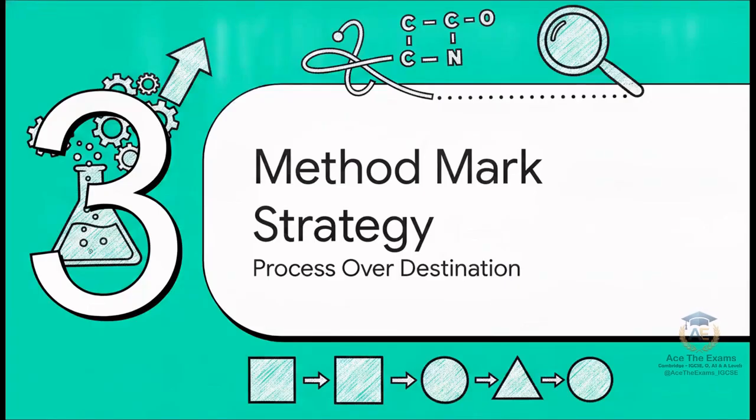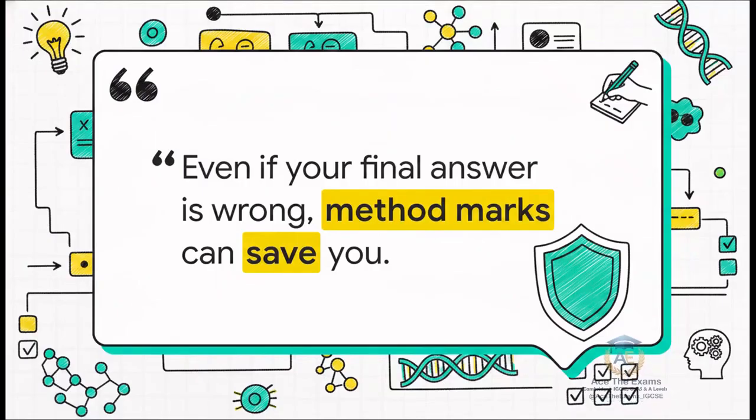Section 3, the method mark strategy. This is a foundational, elite tactic where marks are awarded for the scientific and mathematical process itself, not just the final destination. The crucial point is captured beautifully right here. Even if your final answer is wrong, method marks can save you. Show your working. A minor calculation slip under time pressure shouldn't ruin your score. Systematic processing is the ultimate safety net for Cambridge biology candidates.